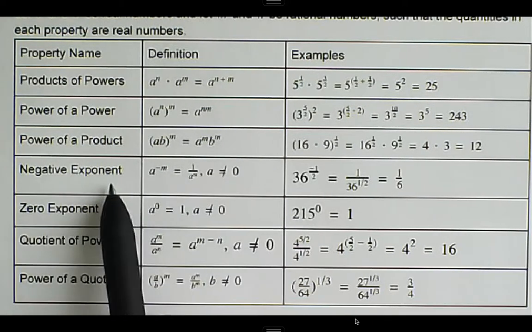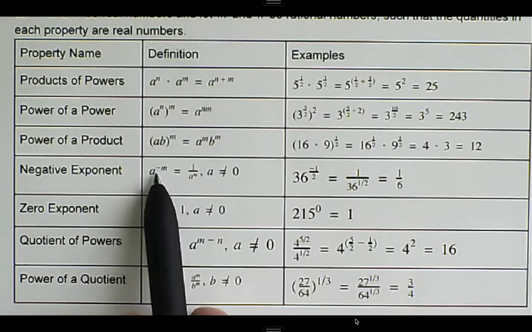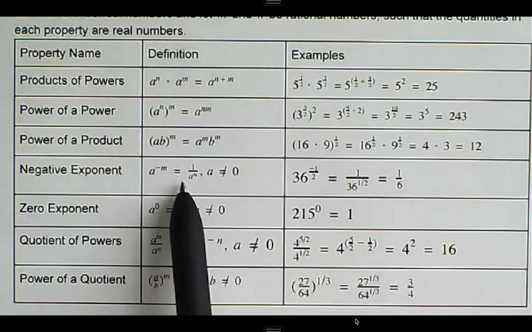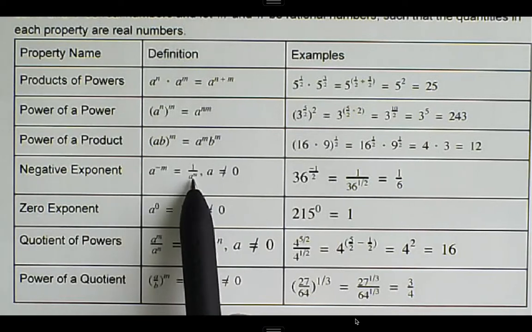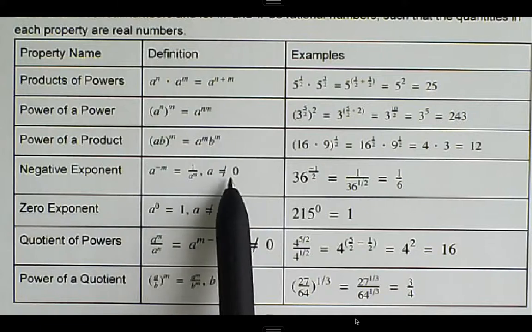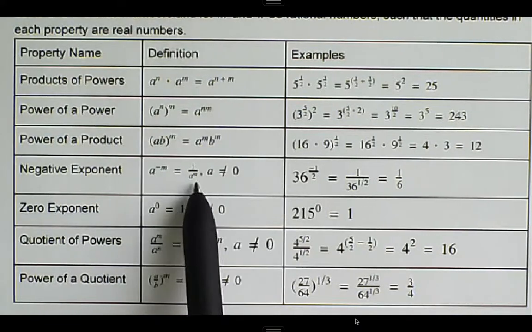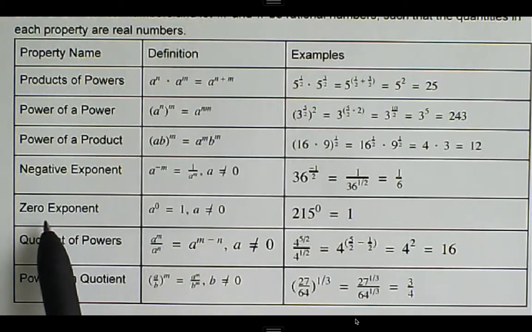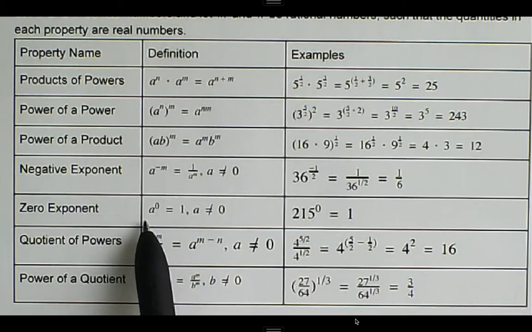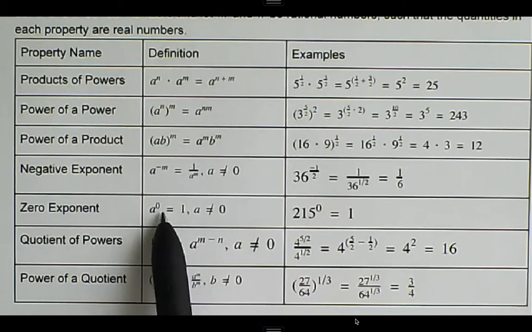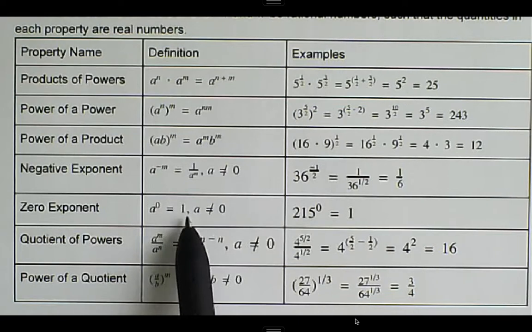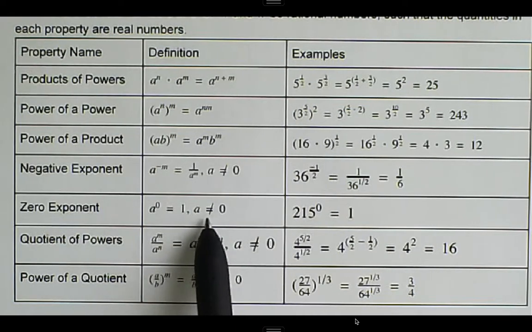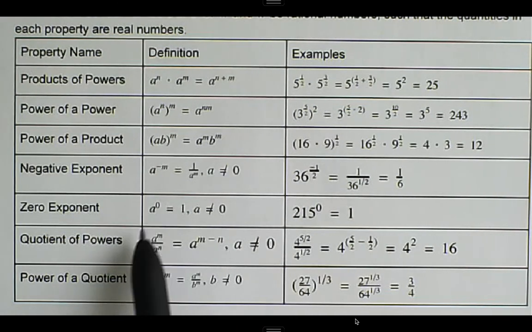If we have a negative exponent, so A to the negative M, what we can do to get rid of that negative is move the base and the exponent to the denominator, and then we make the exponent positive. In this case, A cannot be 0 because we cannot divide by 0. The 0 exponent just means any base raised to the 0 power is going to be equal to 1. And again, A cannot be 0 because 0 to the 0 power does not equal 1.